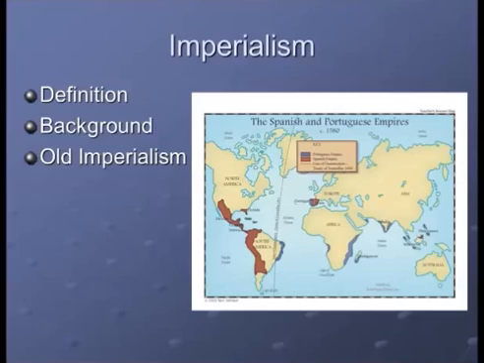Now, imperialism in the European sense started at the very beginning of the age of exploration in the 15th century, when Portugal and Spain started to expand. So the old imperialism, which we're not talking about today, was directed by those Iberian countries, and their primary focus was on North and South America, and Portugal also had some limited colonies in Africa and Asia.